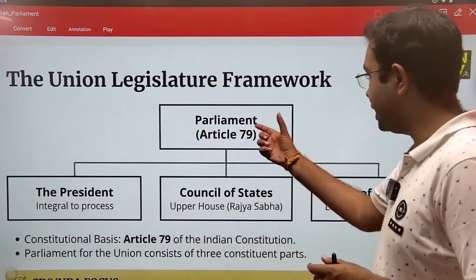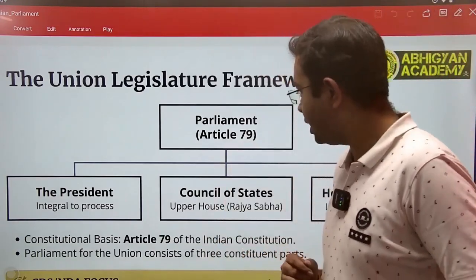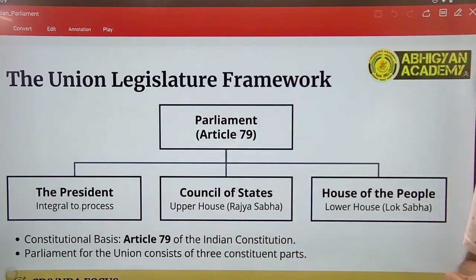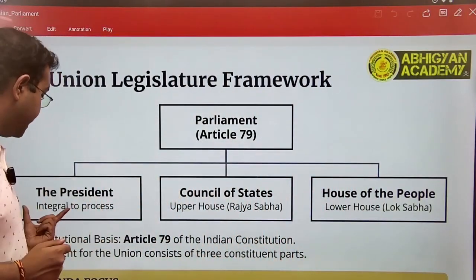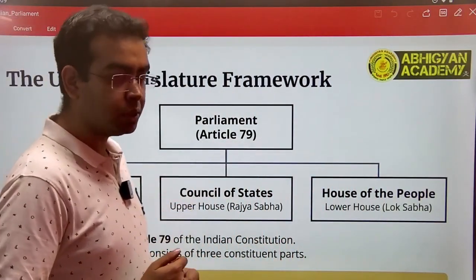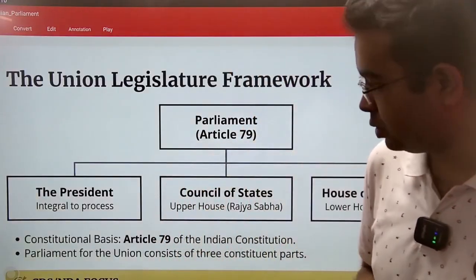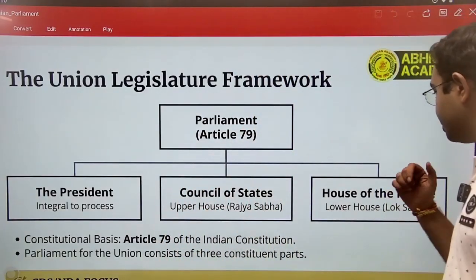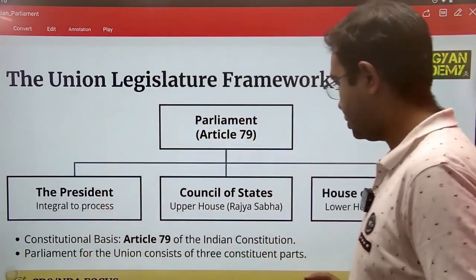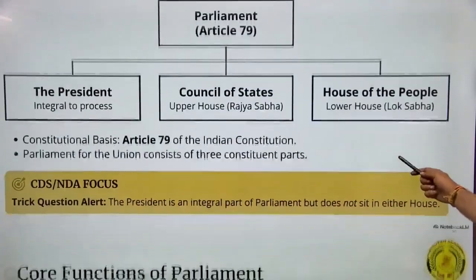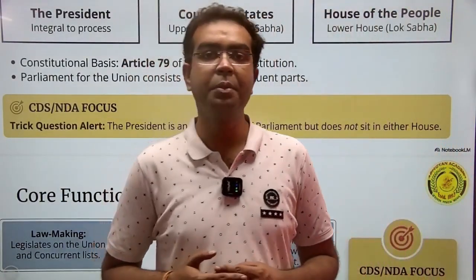Our Parliament of India is mentioned in Article 79 of the Indian Constitution, and Parliament consists of three integral parts. Firstly, the President of India; secondly, the Council of States, also known as the Rajya Sabha or the upper house; and lastly, the House of the People, also known as the lower house or the Lok Sabha, popularly. These three things make up the Parliament of India.